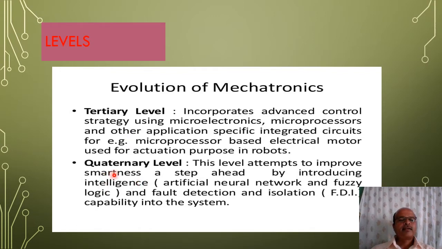Then next is the quaternary level or fourth level. This level attempts to improve smartness a step ahead by introducing intelligence. That is, in the fourth level all advanced systems are used, and we can take the example of artificial neural network and fuzzy logic. Fault detection is also there in the fourth level. If any fault occurs, fault detection is important, along with isolation and capability in the systems.